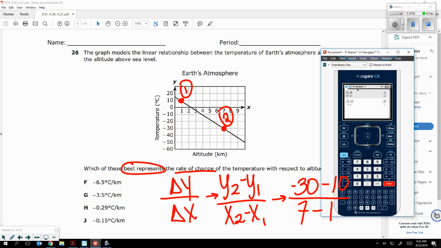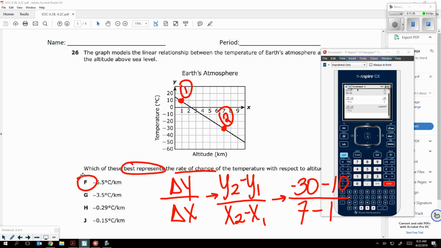Negative 20 over 3. Okay, but let's put that as a decimal. So if I push control enter, it gives me that as a decimal. Now, is that close to one of my answer choices? Yes. Which one? F. So that will be my answer. Okay, again, best represents, meaning I can pick points I think are very close, and see which answer choice is close to them. Questions on that one?